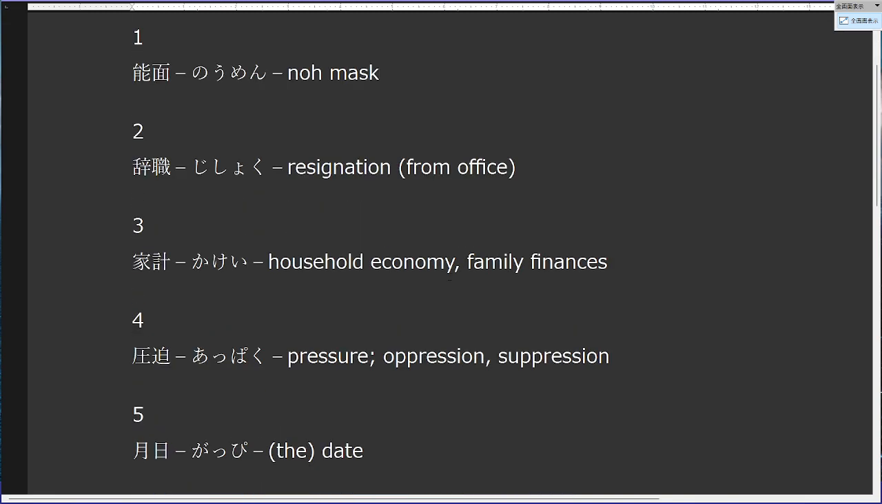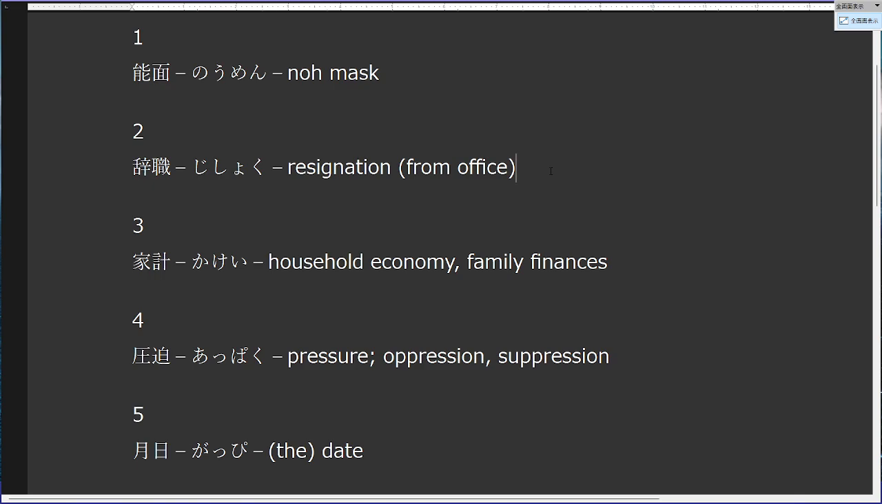Number two is jishoku. Ji on the left side for resigning, and shoku on the right side for employment. So this is literally resigning from employment or from an office. Jishoku is resigning from office or from one's work. Jishoku desu.